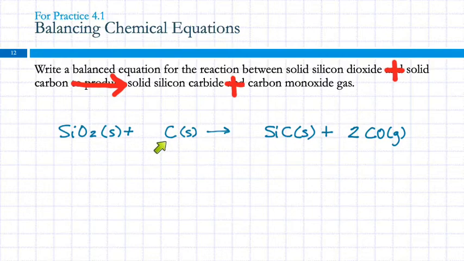So the last one is carbon. So on this side I have 1 carbon. How many carbons on the right side? 3. Well, I can make this balance by putting a 3 here. Any questions?